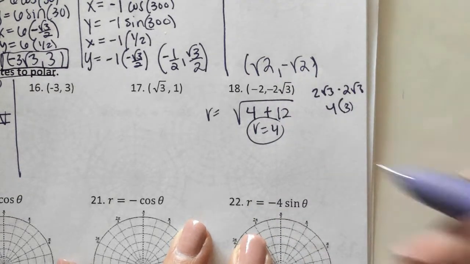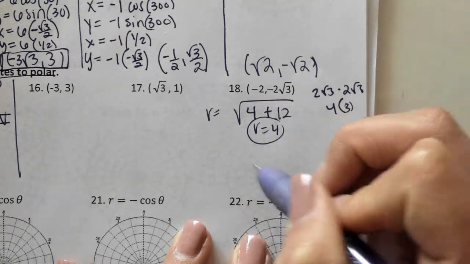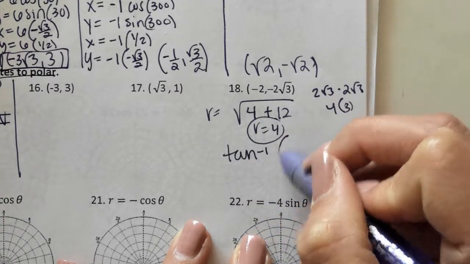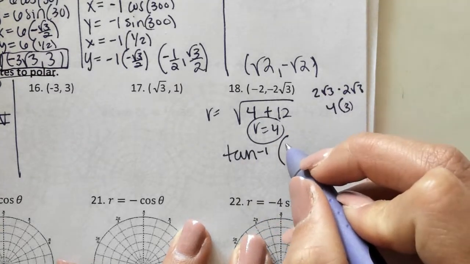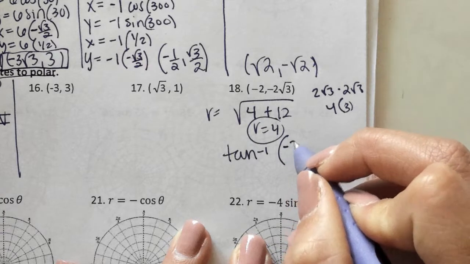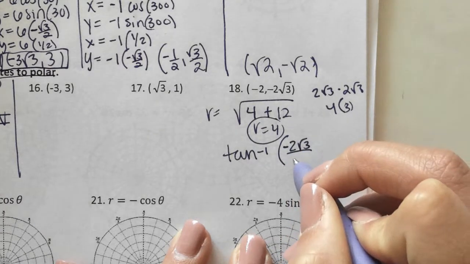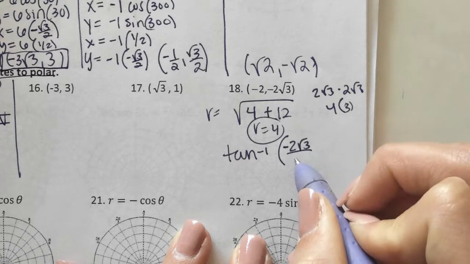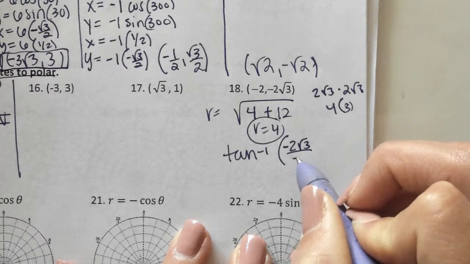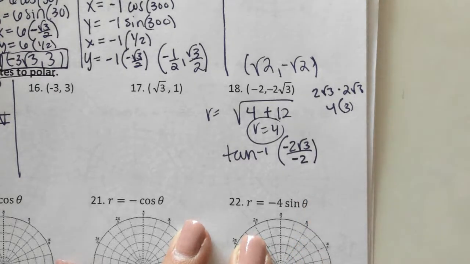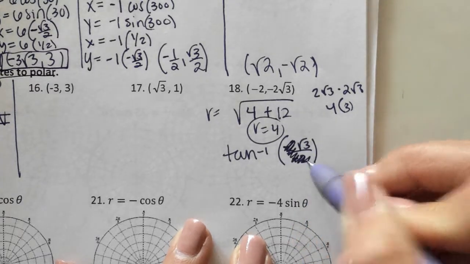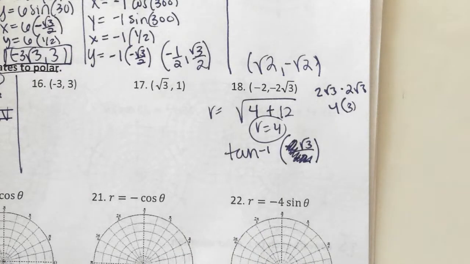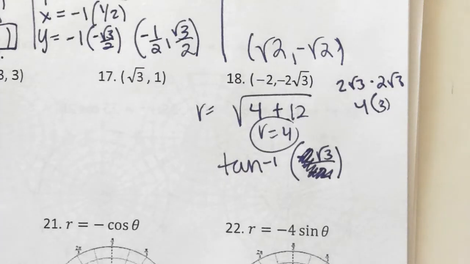Alright, how do we find our angle? Tan inverse of what over what? Y over x. Yes, so negative 2 root 3 over what right here? Negative 2. And what happens to the negative 2's? So type in tan inverse of square root of 3, and tell me what your calculator says. 60? Now let's check it.